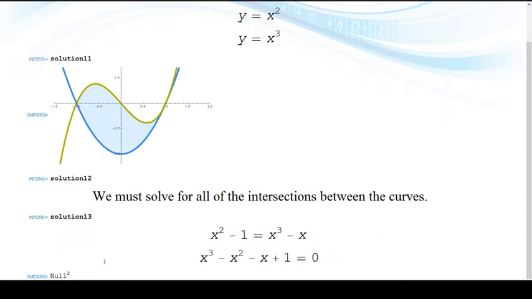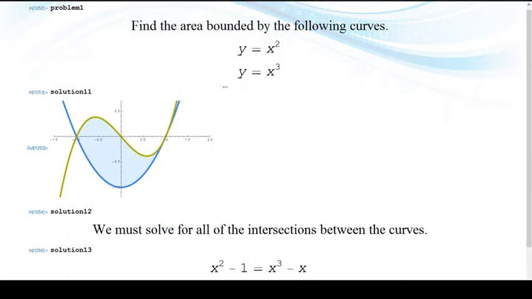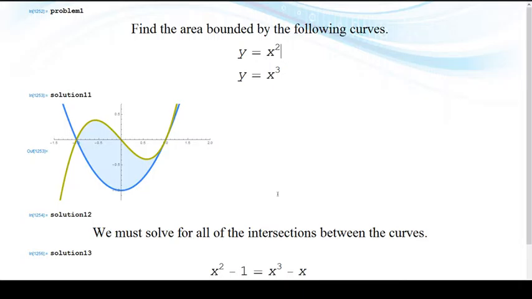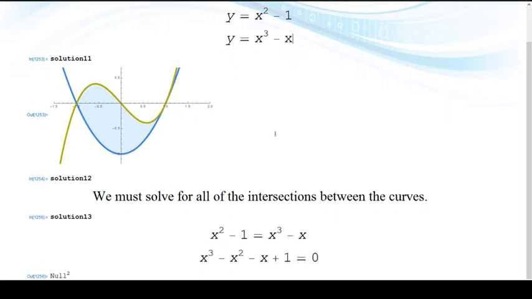There we go. So, first thing we do is we set the two curves equal to each other. Sorry. The original problem I had was x squared and x cubed, but I decided that was boring. We'll do it as well, but let's do the one that I have written up first. So, this yellow curve is the graph of x cubed minus x, and the blue curve is the curve x squared minus 1.